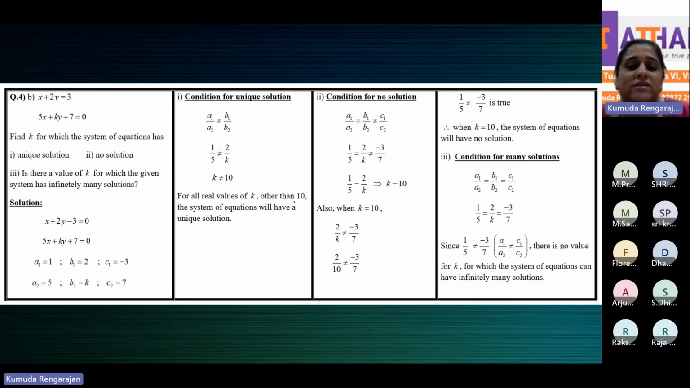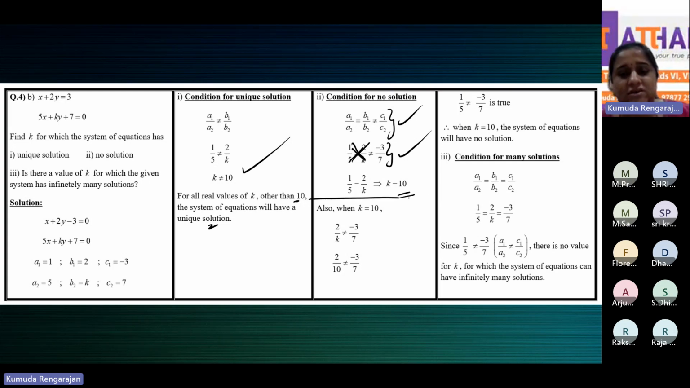So for any value other than 10, it will have a unique solution. Finished. The first one is over. Second one, no solution. Write the condition. Substitute the values, and this equal to... you should find the value of K. So do this cross multiplication here, and you get K is 10. The answer ends here. K is 10.